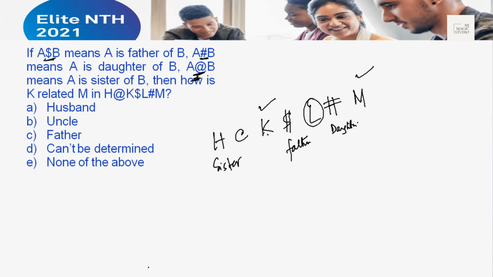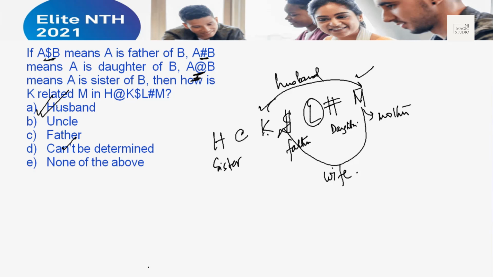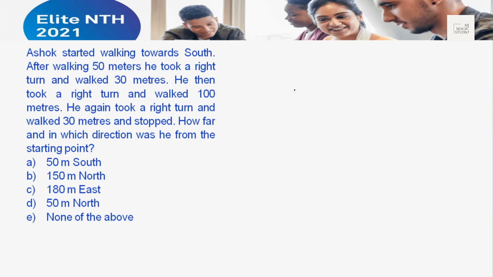K is father of L. That means K and M are parents of L. Where K is father, then M should be mother. So K must be husband of M and M is wife of K. Now, how is K related to M? K is husband of M. Option A fits in.